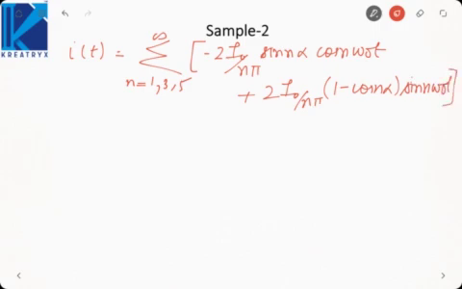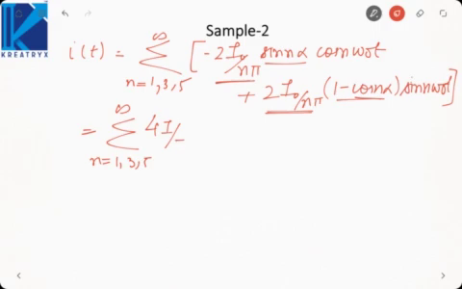Now to combine these two terms, first I can take 2I naught by n pi common. Then this sine theta can be written as 2 sine theta by 2 cos theta by 2. Similarly, 1 minus cos theta will become 2 cos square theta by 2. So I will take 4I naught by pi common. Here it is coming sine theta by 2 cos theta by 2, here cos square theta by 2. So let me take cos theta by 2 common.